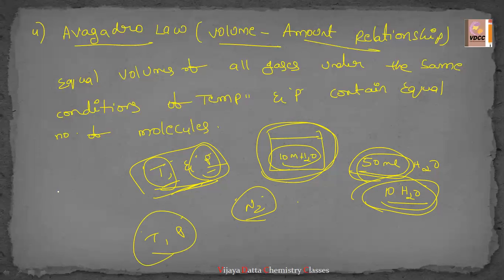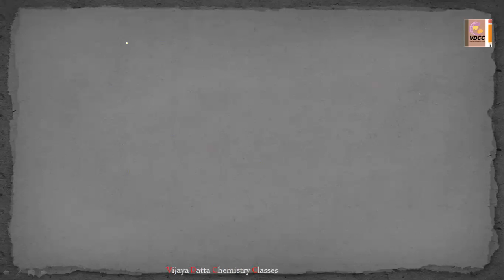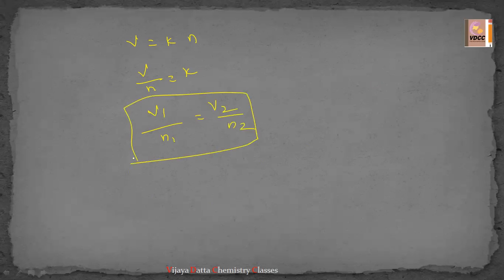That is nothing but volume is directly proportional to small n, the number of moles. So in place of the proportionality constant, I'll take V proportional to K into n, then V by n equals K. So we can write V1 by n1 equals V2 by n2. This is at constant temperature and pressure. Volume is directly proportional to the number of moles. Here V is the volume, n is the number of moles, right?